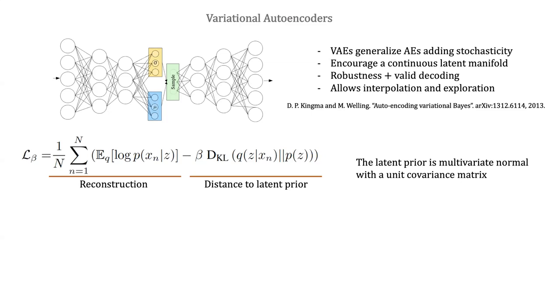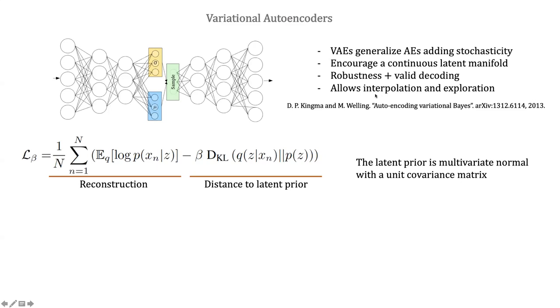What do you gain by doing that? Several things. First of all, you encourage a more continuous latent manifold. That means that you encourage representations that do not have these discontinuities that we mentioned earlier. You get models that are more robust and typically have valid decoding. That means that if you try to sample from an area where you did not originally have a lot of training examples, it's much more probable that you'll get something that is sensible rather than something that is completely unnatural.